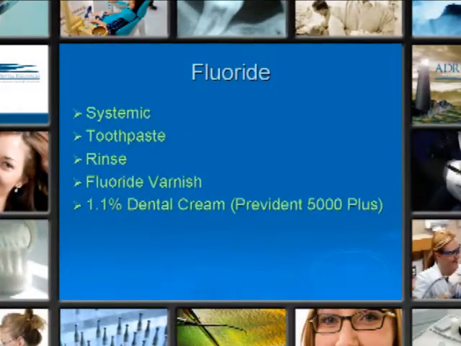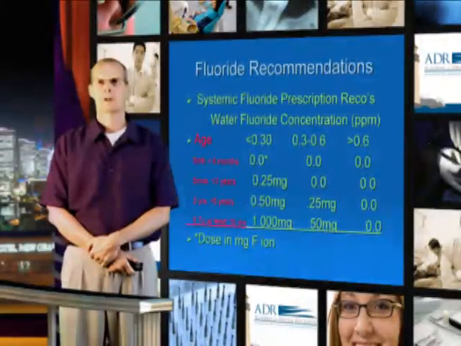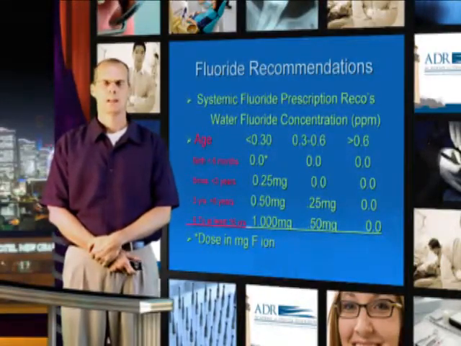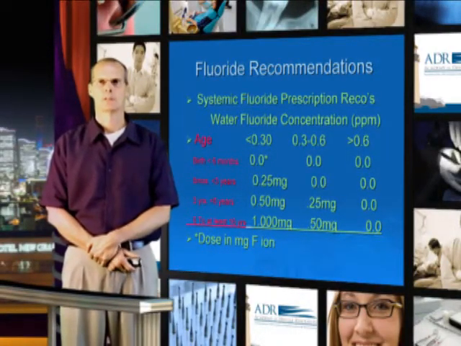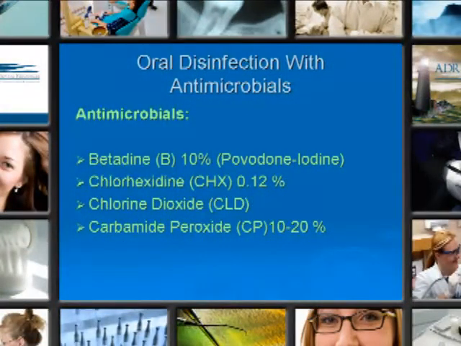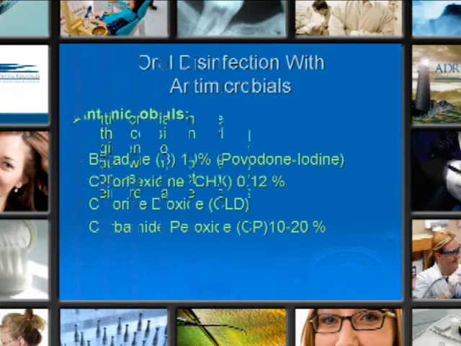Fluoride comes in many forms: systemic form, toothpaste, rinses, fluoride varnishes, and dental creams. It's important that you know the concentrations of each of these items so that you're not providing too much fluoride for the patient. So you need the overall fluoride amount that they're going to come in contact with each and every day. This is the fluoride recommendation currently by the ADA. Again, you can check this in the manual. Oral disinfection with antimicrobials: the antimicrobials that are available are betadine, chlorhexidine, chlorine dioxide, and carbamide peroxide. We'll go through those quickly.